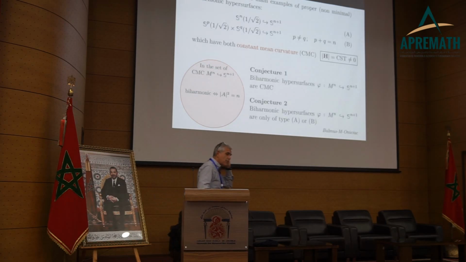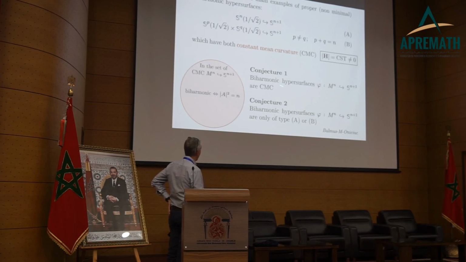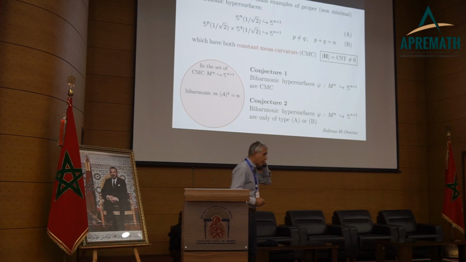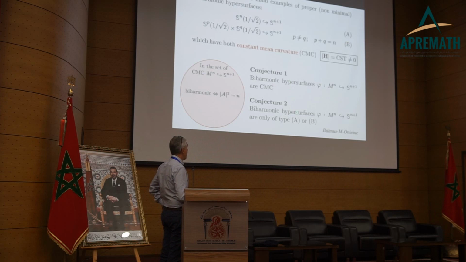And there are two conjectures which are still open here. One is to prove that all biharmonic hypersurfaces actually are in this set, so that all biharmonic hypersurfaces have constant mean curvature. And the second one is to prove that all biharmonic hypersurfaces are only those two examples. So these are two conjectures that we proposed in 2007, and some work is done, but those two conjectures are still open.